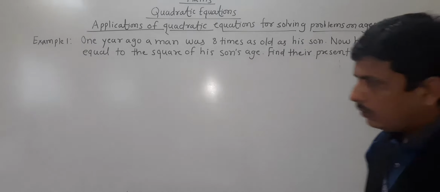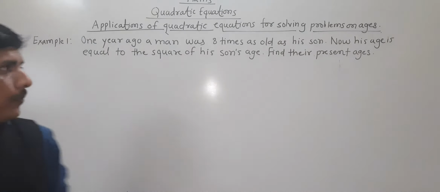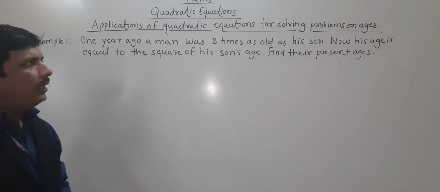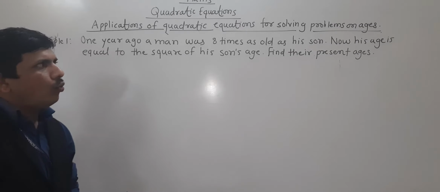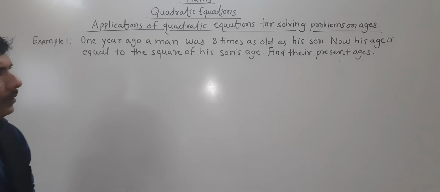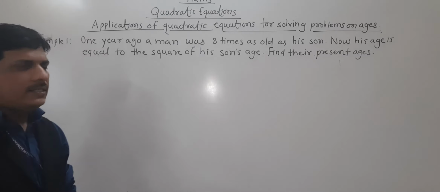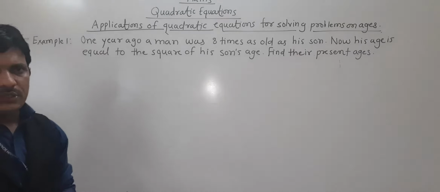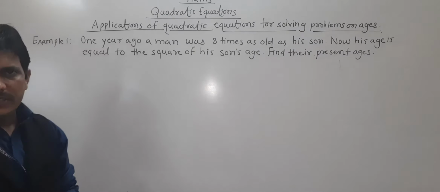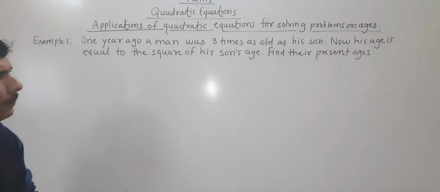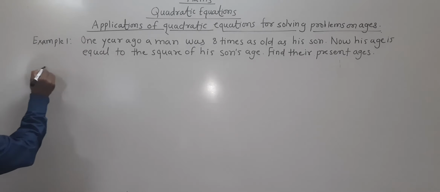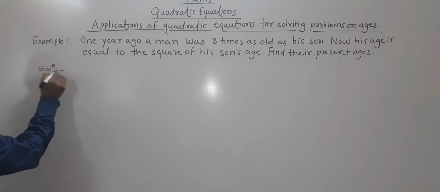So the first example is: 1 year ago, a man was 8 times as old as his son. Now his age is equal to the square of his son's age. Find their present ages. The solution is very simple.